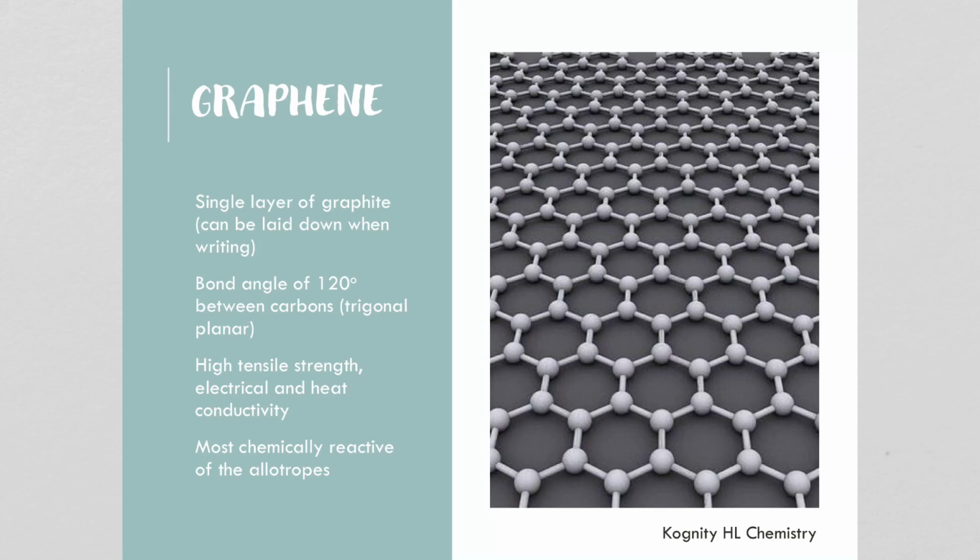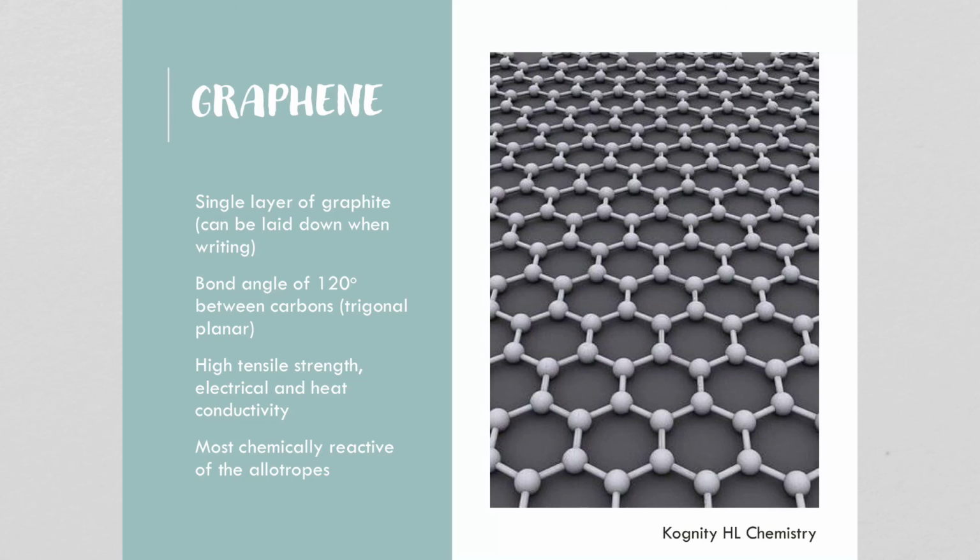Now, graphene is like graphite, but instead it's a single layer of graphite. And when you're writing on your paper, you could actually be laying down a layer of graphene. And these atoms have a bond angle of 120 degrees between the atoms. So you can see there's one bonded to 3 others. So this shape is a trigonal planar shape. The same thing would be in graphite as well. So in between each of these, it looks like a trigonal planar.